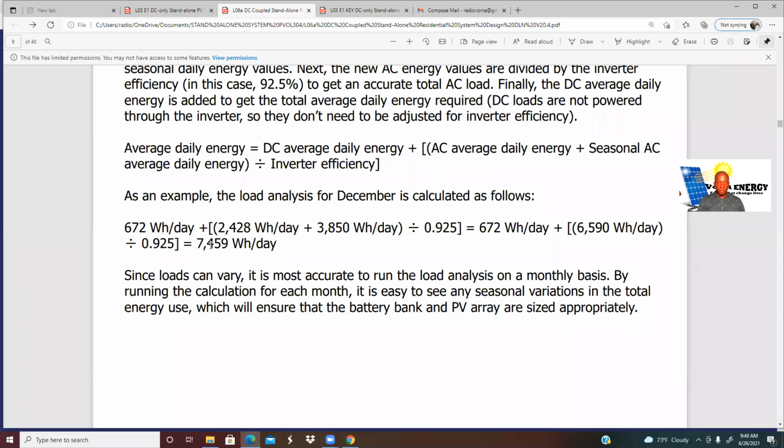Since loads can vary, it is most accurate to run the load analysis on a monthly basis. By running the calculation for each month, it is easy to see any seasonal variations in the total energy use, which will ensure that the battery bank and the PV array are sized appropriately.